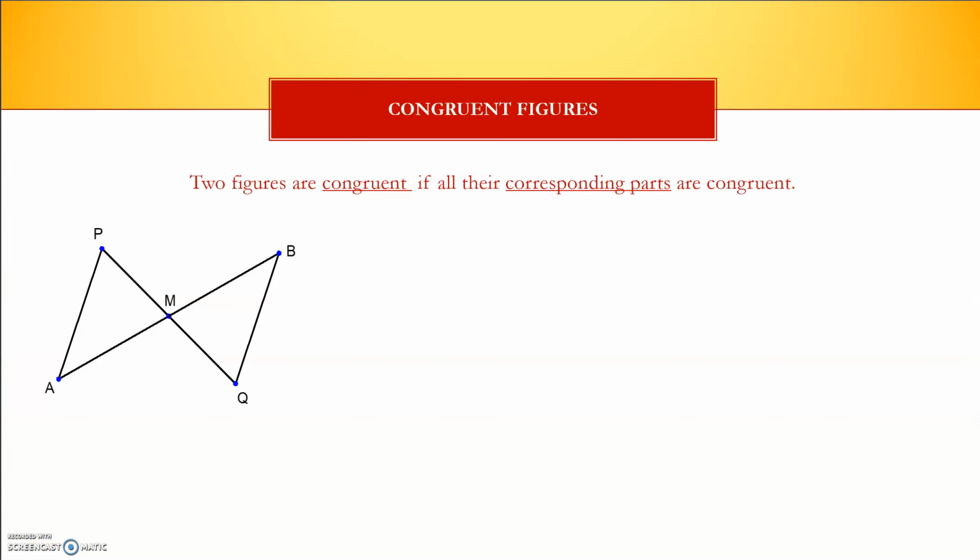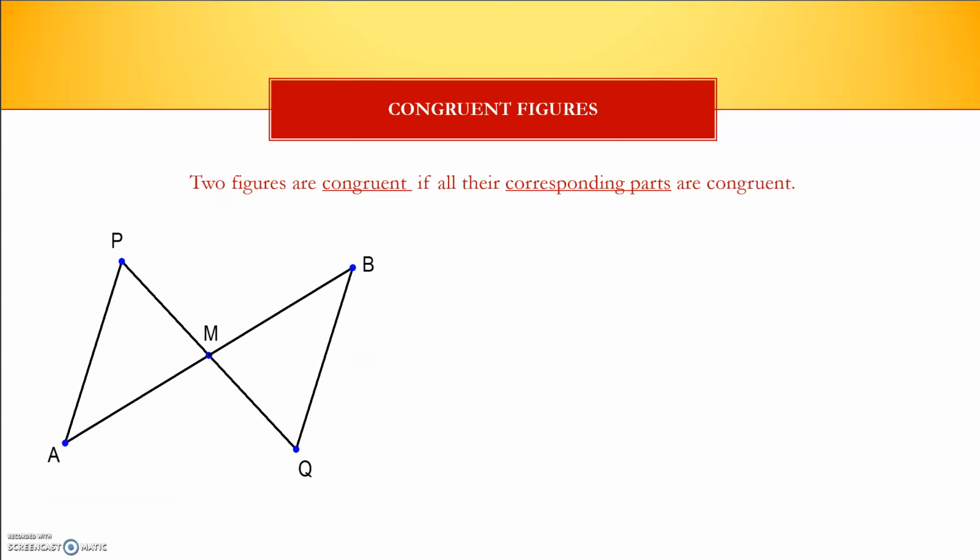We say that two figures, I've given two triangles here, but they can be any figures, are congruent if all their corresponding parts are congruent. I will enlarge this a little bit so we can see. If we have something like this, I'm going to mark the figure in place of writing out givens.